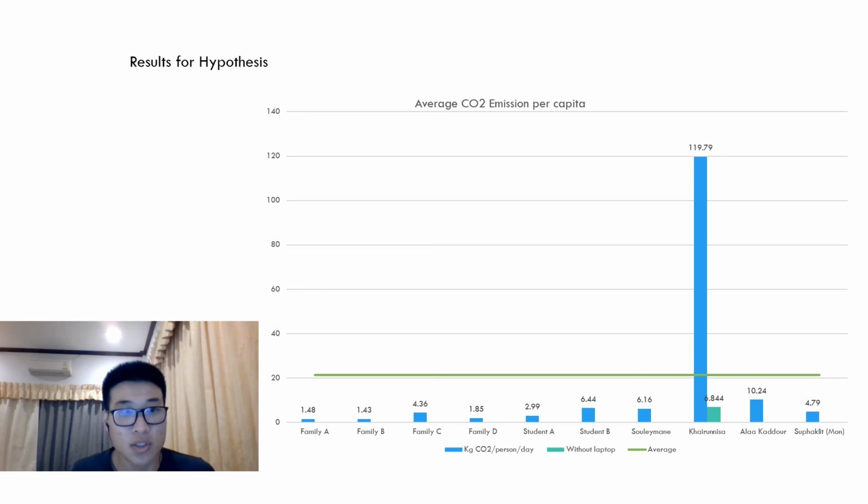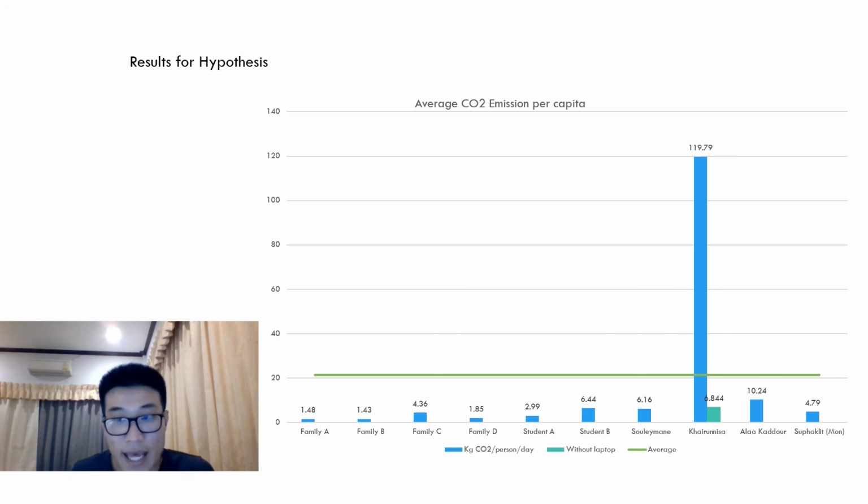Due to the diversity of our focus group, we can see that the 2 students who live with their family, who are student B and Khairunisa, even if we exclude her laptop purchase during that week, the results still show a higher number in emission than Sulaiman. We predict that it was because they live in a large city compared to the others.